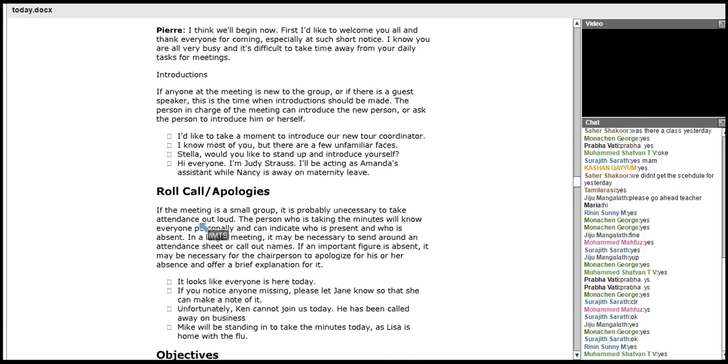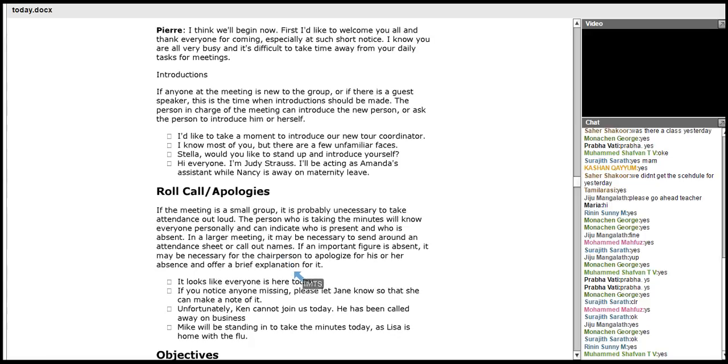Now, roll call or apology. If the meeting is a small group, it is probably necessary to take attendance aloud. The person who is taking the minutes will know everyone personally and can indicate who is present and who is absent. But in a larger meeting, it may be necessary to send around an attendance sheet or call out the names. If an important figure is absent, it may be necessary for the chairperson to apologize for his or her absence.